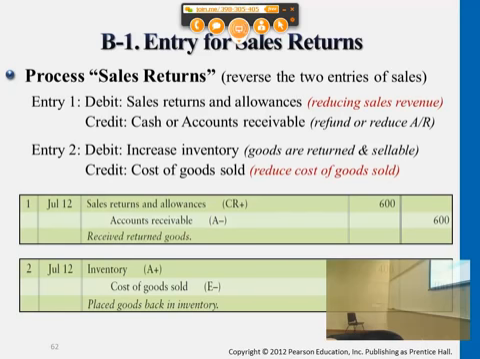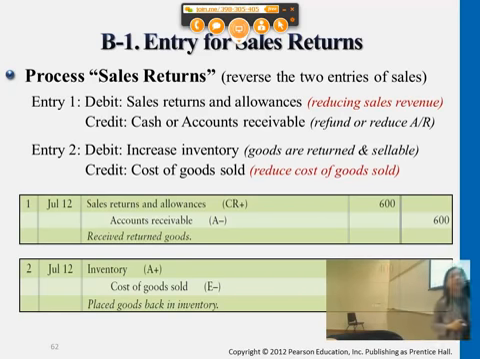Earlier we had sales transactions that look like this: accounts receivable and sales revenue. Earlier you also had cost of goods sold debited, and then inventory. This was the case for sales. For sales returns and allowances, you see that accounts receivable is being reduced by $600, assuming that the customer is now shipping back the goods worth $600. And you have sales returns and allowances, a contra revenue account, listed at $600 here.